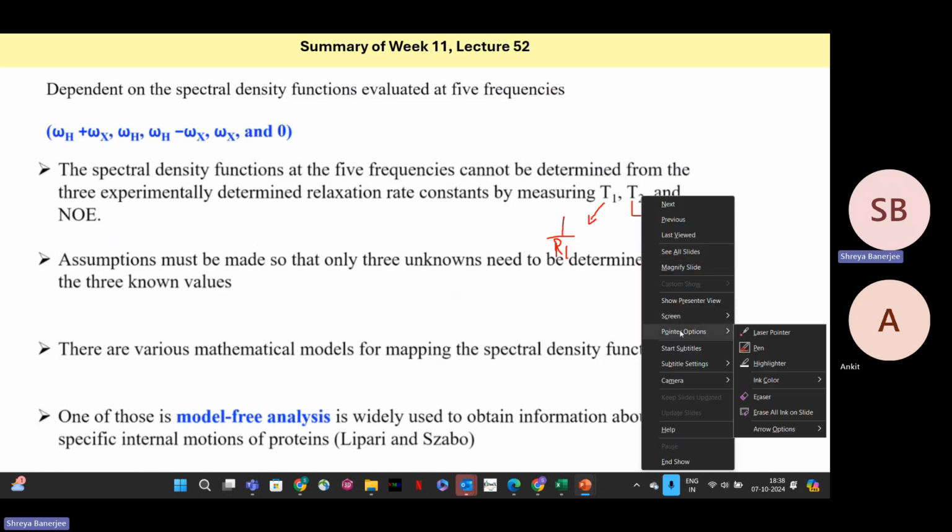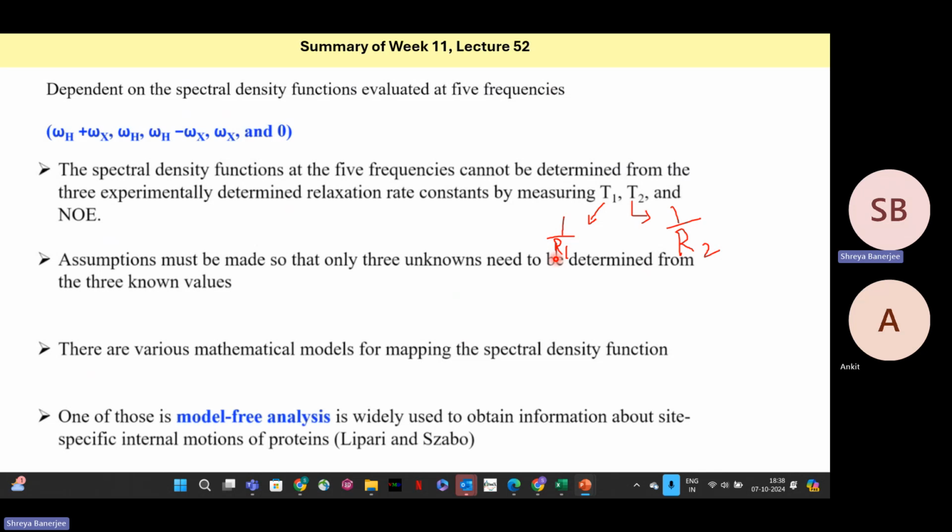So from NMR experiments, you can calculate T1, T2, and NOE. But you have 5 unknown things, which are the spectral density functions at 5 frequencies. So somehow some assumptions must be made so that there are only 3 unknown frequencies, so that you can correlate them to the 3 known values, that is T1, T2, and NOE. There are various mathematical models for doing this. We will look at one model which is called the model-free analysis of Lipari and Szabo, which is widely used to obtain information about site-specific internal motions of proteins.